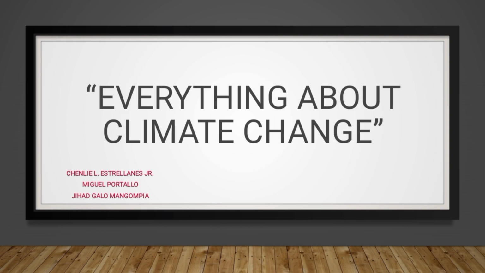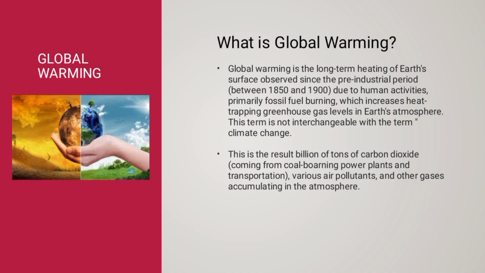Okay, let's start with global warming. What is global warming? Global warming is the long-term heating of Earth's surface observed since the pre-industrial period between 1850 and 1900 due to human activities, primarily fossil fuel burning, which increased heat-trapping greenhouse gas levels in Earth's atmosphere. This term is not interchangeable with the term climate change.